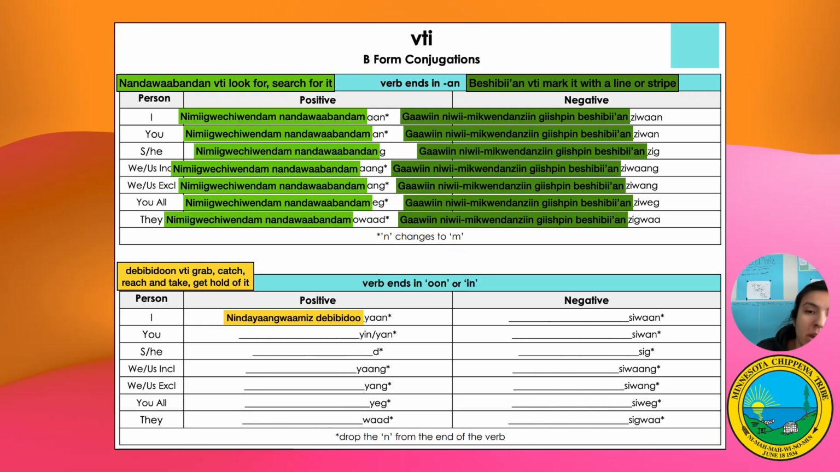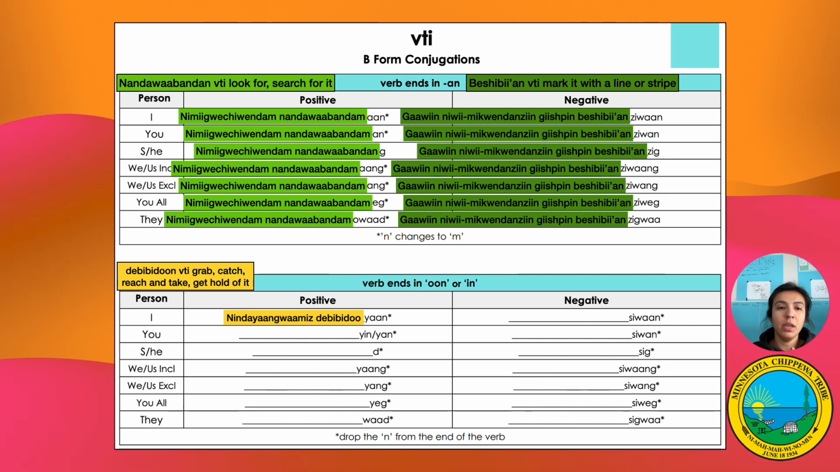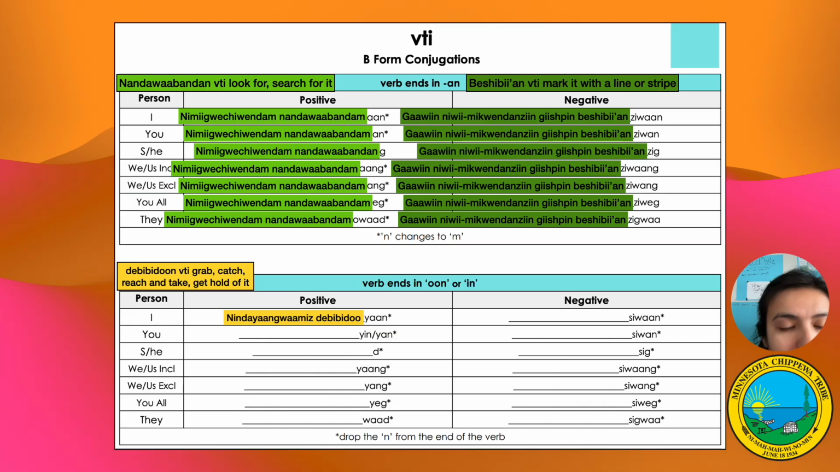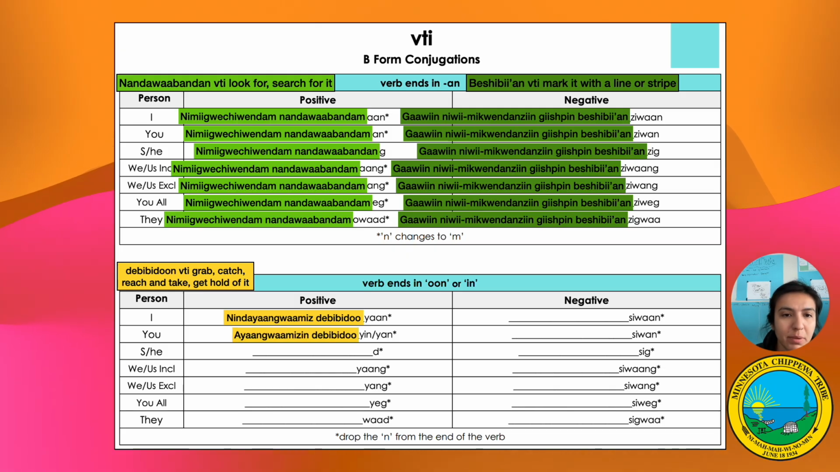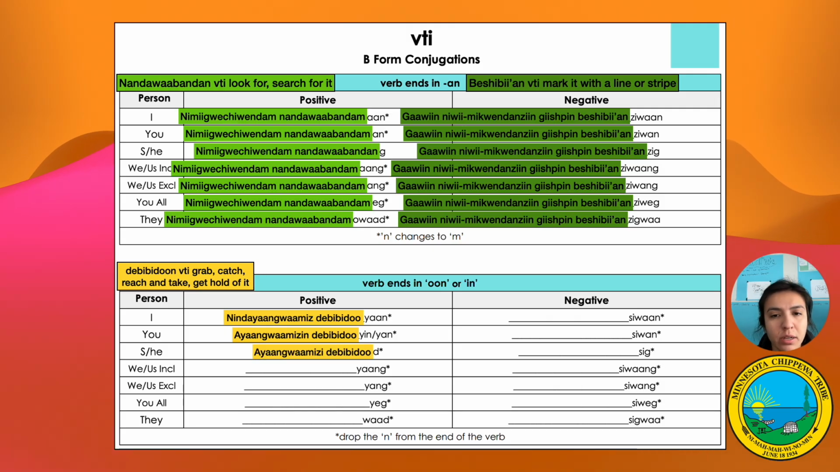Nindayangwamis debibiduyan. Make special note when you're first speaking to sound out the difference between short vowels and long vowels. That is the way Ojibwe is spoken, and they each have different meanings. Make sure you're catching that, speaking slowly until you master it, and then you can speak fast. Ayangwamizin debibiduyan. Be careful when you're grabbing it. Ayangwamizi debibidud. Here she is careful when she grabs it.